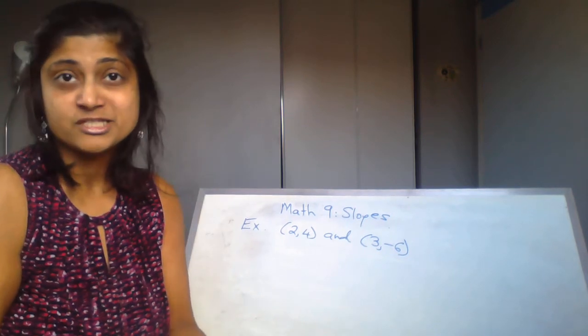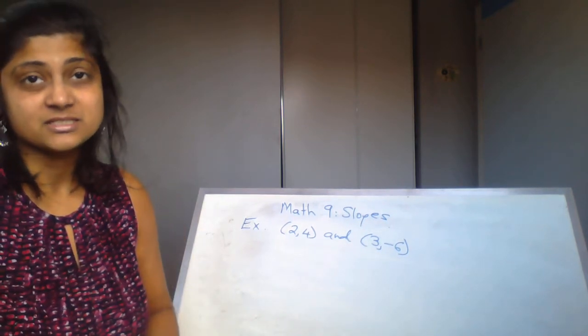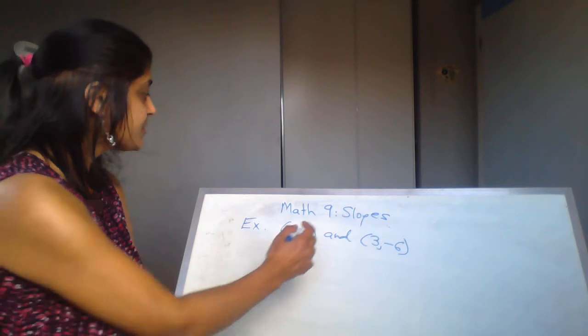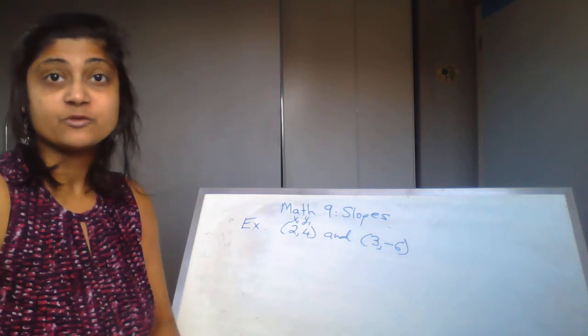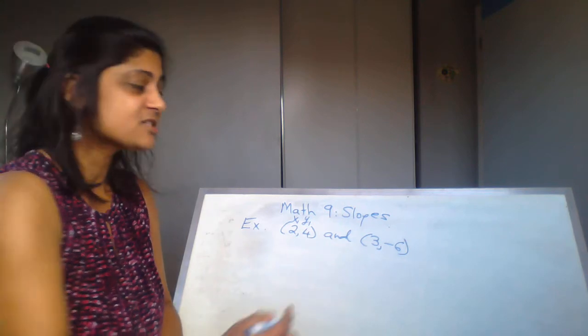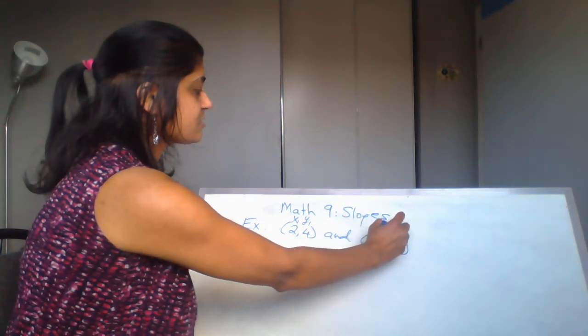Again, there are a lot of questions in the textbook. Make sure you do practice the formula for the slope. And let's just label this. So this is x1, y1, which is the first point, and then the second point is going to be x2, y2.